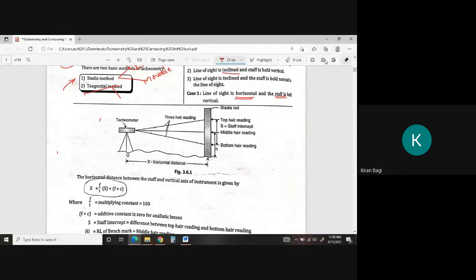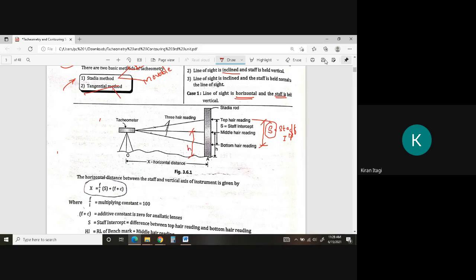See here, this distance I have already told you, this S is nothing but the staff intercept. This is your staff intercept. Now here, the distance between the top hair and the bottom hair, we will call it S. Now the distance between the middle hair and the ground, we will call this H.